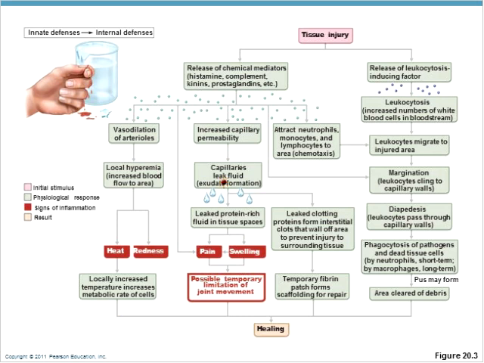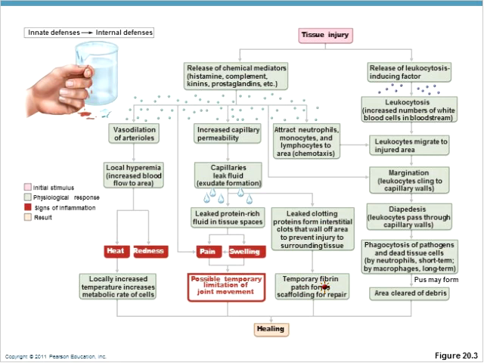You see that increased permeability also causes the capillaries to leak fluid. That leaked fluid is rich in protein. It causes pain and swelling, and there's a possible joint limitation when that happens, but those are the four cardinal signs. You see that when we attract neutrophils, we move right over to this other area, and we'll talk more about that. But the other thing that happens with a capillary leak is that you get leaked clotting proteins and a temporary fibrin patch, that scaffolding we talked about.